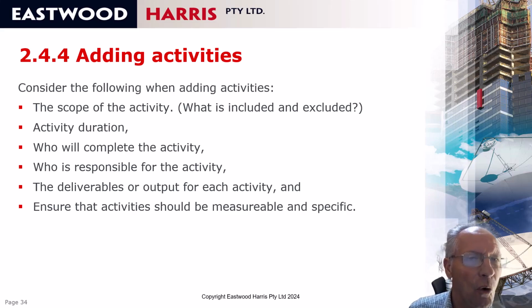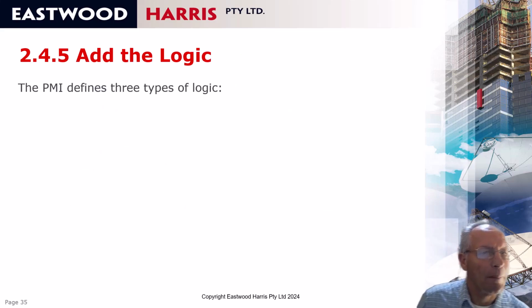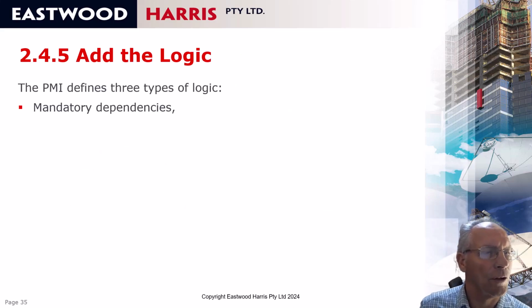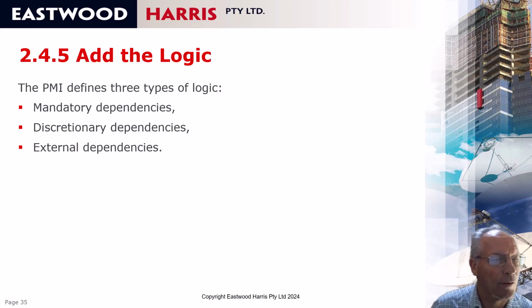So you need to ensure that you know how you can record progress of that activity. Next thing we need to do is add the logic. And the PMI defines 3 types of logic. They talk about mandatory dependencies, discretionary dependencies, and external dependencies. So let's discuss mandatory dependencies.